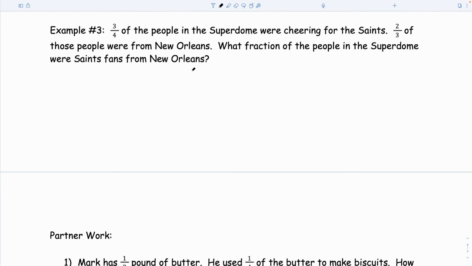3/4. Circle 3/4, circle 2/3. What fraction of the people were Saints fans? Of means multiply, so I'm going to set this up as 3/4 times 2 over 3.